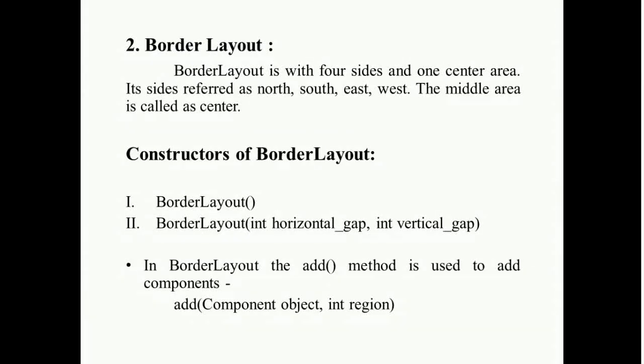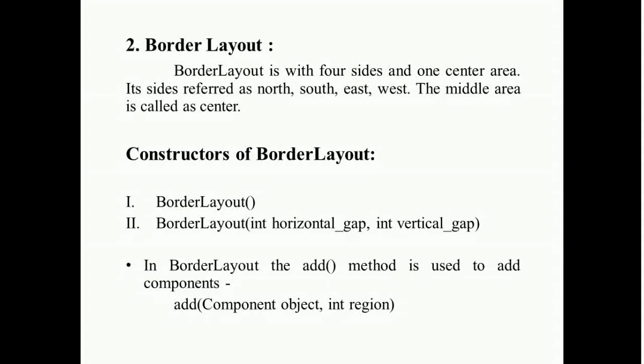The next layout manager is the border layout. Border layout has 4 sides and 1 center area. Its sides are referred to as north, south, east and west. The middle area is called the center. We can place fixed width components at the edges.